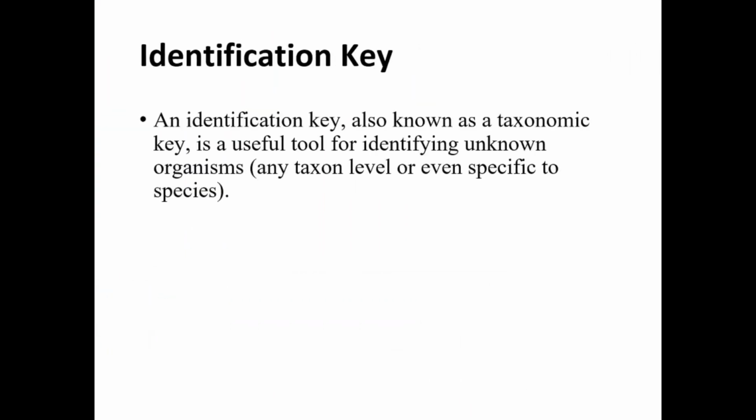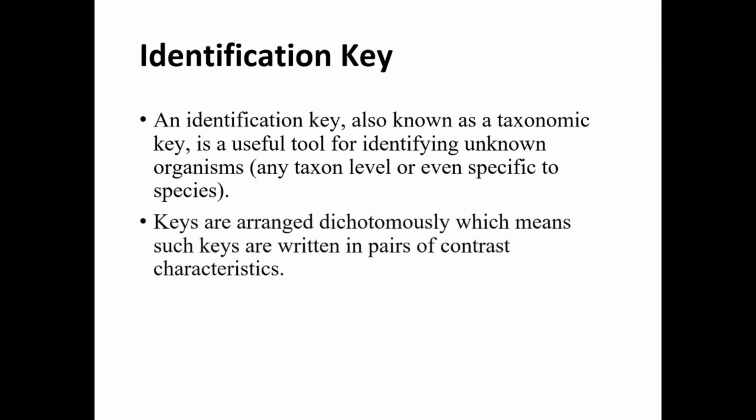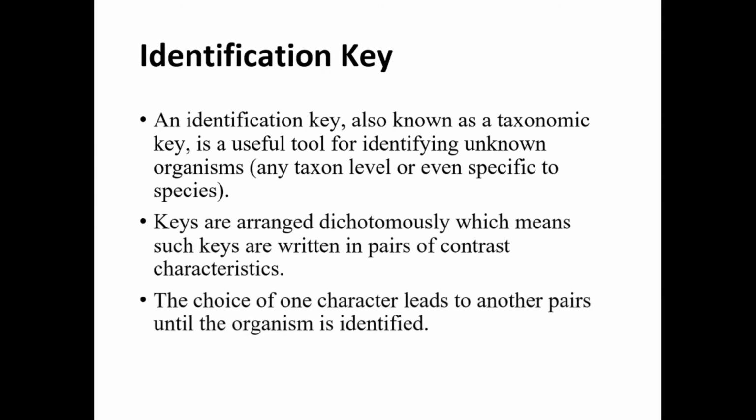Next is the identification key. An identification key, also known as a taxonomic key, is a useful tool for identifying unknown organisms in any taxon level or even specific to species. Keys are arranged dichotomously, which means such keys are written in pairs of contrast characteristics. The choice of one character leads to another pairs until the organism is identified.